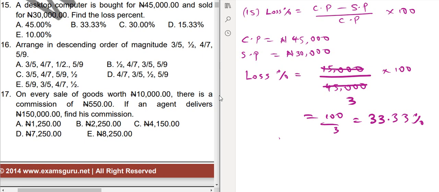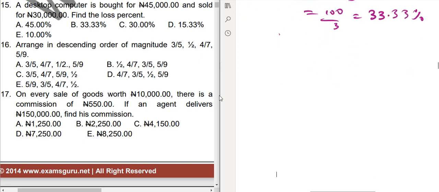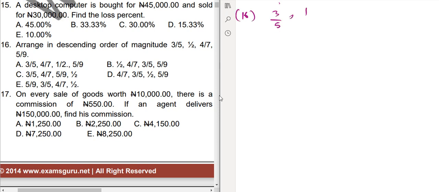Arrange in descending order of magnitude: 3 over 5, 1 over 2, 4 over 7, 5 over 9. For objective questions, for arranging in ascending or descending order, one of the easiest ways is to get them in decimal form so you can see it better. You can use the LCM method and still get your answer, but the decimal method is most times faster. So let's take this to decimal.